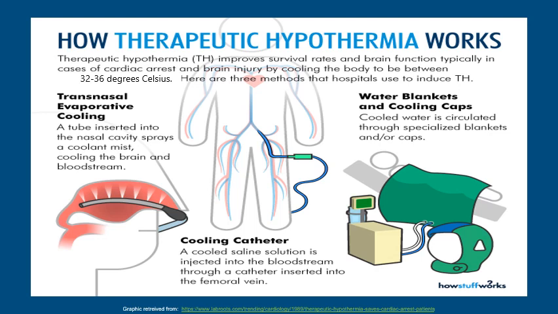You can remember this as a lot of athletes who might exercise in extreme heat will want to have some kind of way to cool them down, and a water blanket or cooling cap would be a viable option. Lastly is the cooling catheter. A cooling catheter is inserted in either the femoral, subclavian, or jugular vein. A cooled saline solution is injected into the bloodstream and circulated to cool the patient to the desired temperature. Once again, the 3 ways therapeutic hypothermia works: transnasal evaporative cooling device, water blankets and cooling caps, and lastly the cooling catheter.